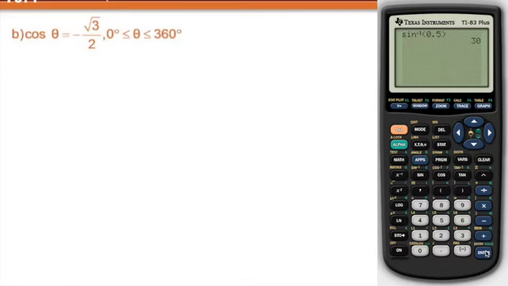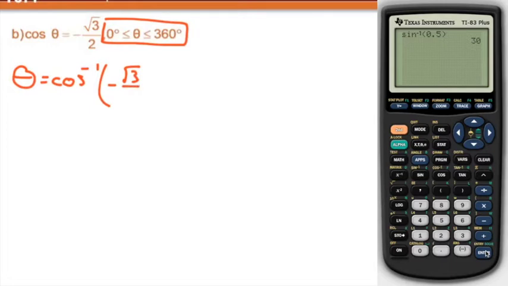Jumping ahead to a different example, again, we're dealing with all angles between 0 and 360 degrees, so we will have to find a second answer. We have cos theta equals negative root 3 over 2. Need to move the cosine to the other side, so theta equaling cosine inverse of negative root 3 over 2.